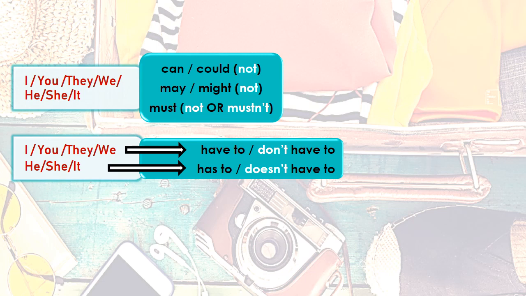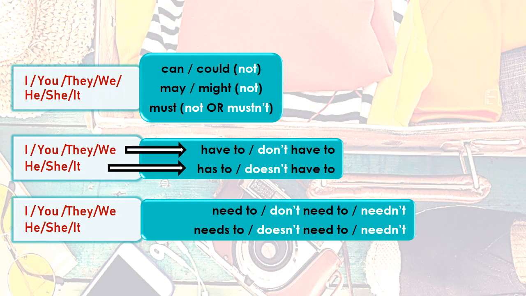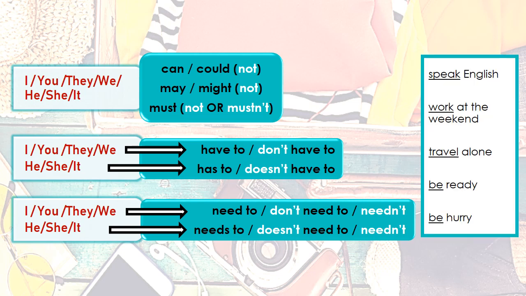Now move to need to, needs to. I, you, they, we use need to for positive, don't need to or needn't for negative. Subjects he, she, it use needs to for positive, doesn't need to or needn't for negative. And always with verb 1.